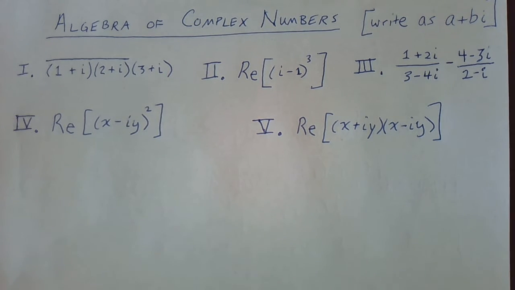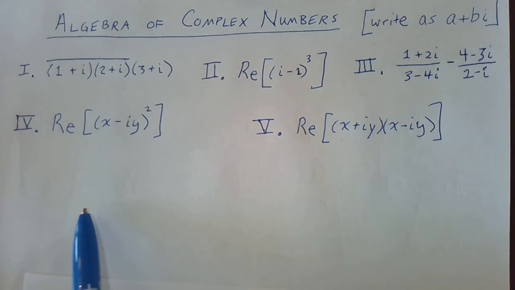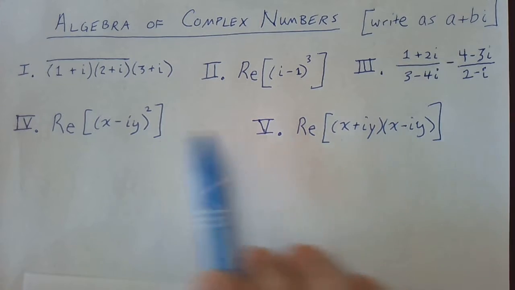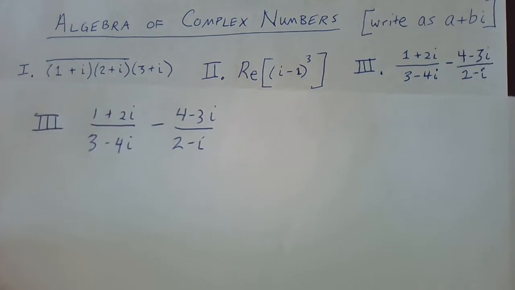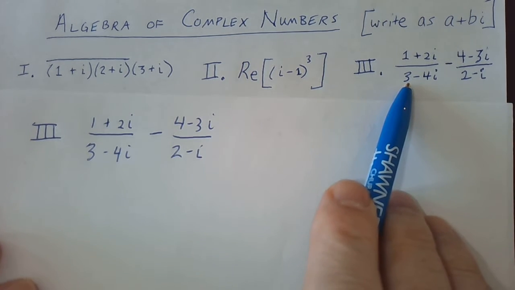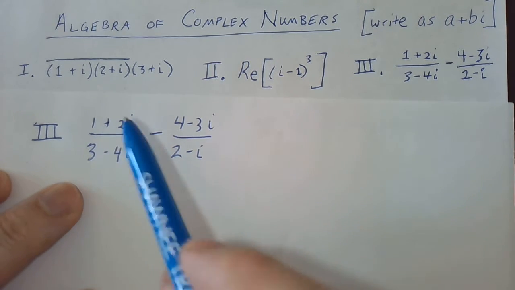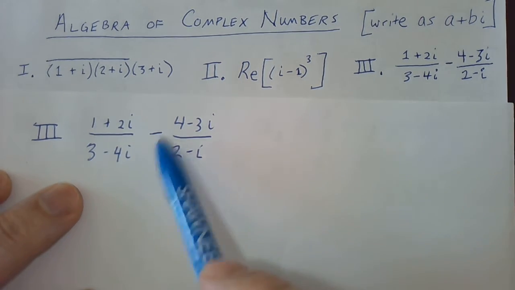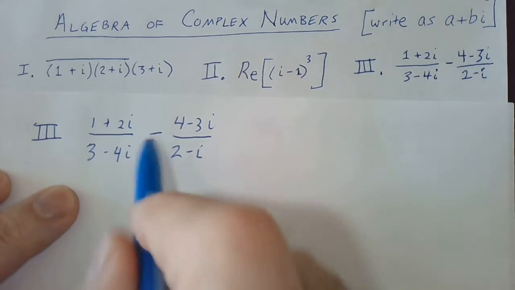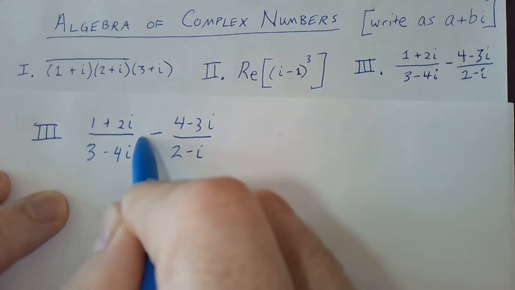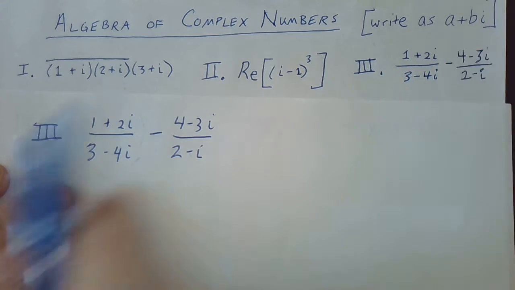In this video, we're going to finish up the three last problems of the algebra of complex numbers. So we're going to write each one of these three in the form a plus bi, or a plus ib if you prefer. So let's start with number 3, which I have rewritten here. What we have is a fraction, a complex number over a complex number, minus another complex number over a complex number. And what I'm going to do is convert this fraction, simplify it and write it in the form of a plus bi.